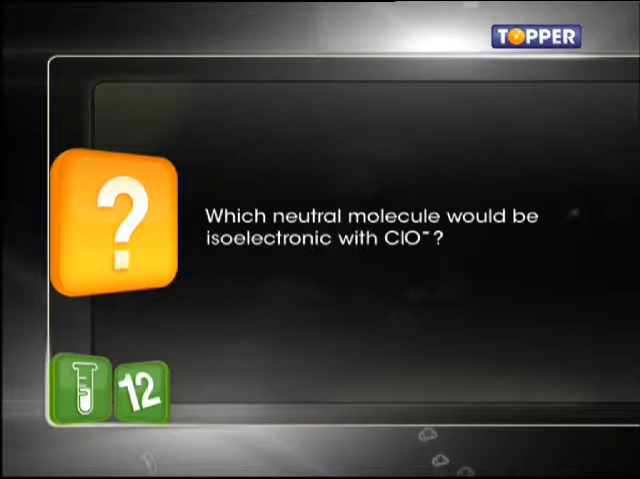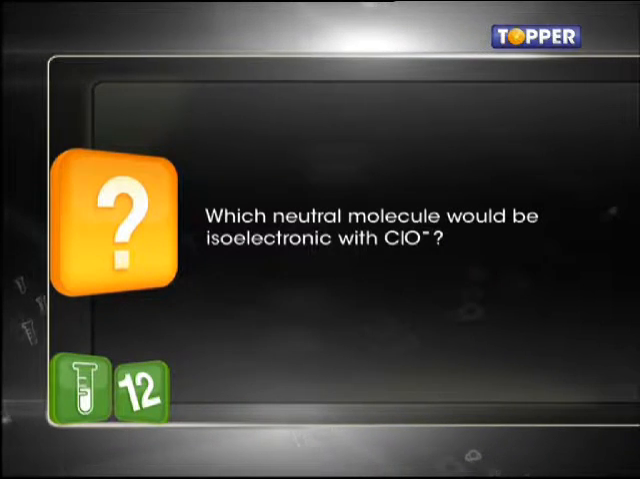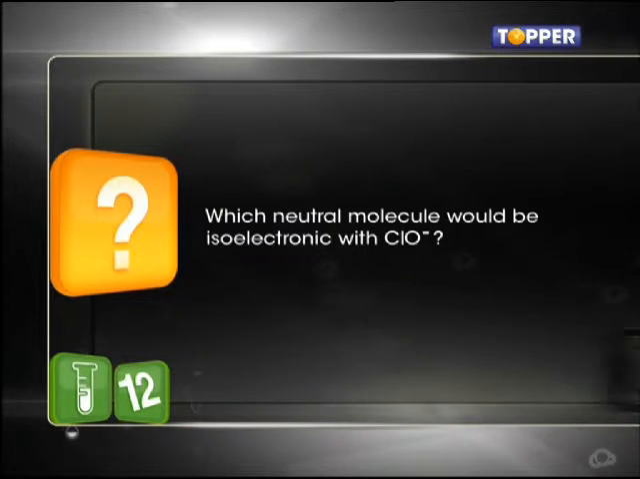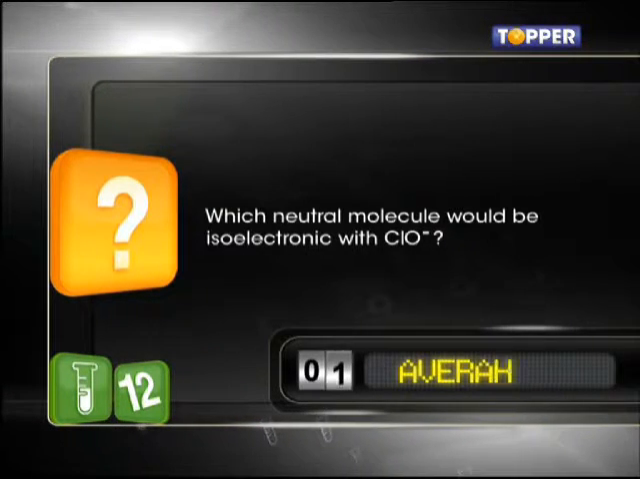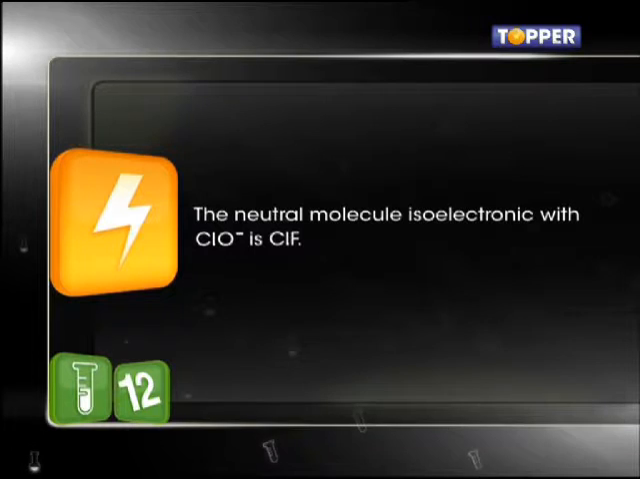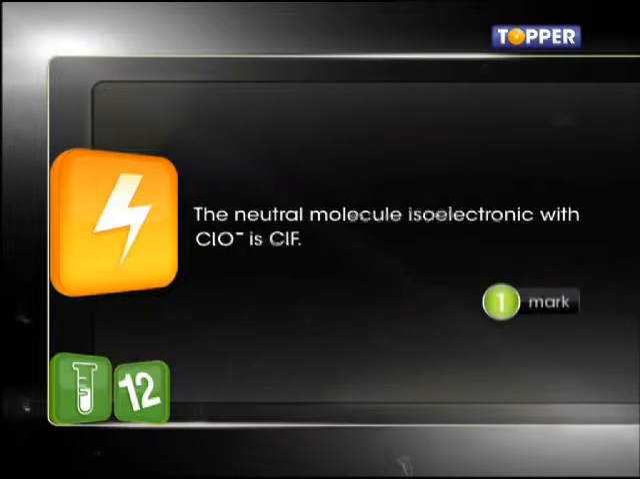I had left you with a question before the break. Did you think about it? We asked which neutral molecule would be isoelectronic with ClO-. So the answer is, the neutral molecule isoelectronic with ClO- is ClF.